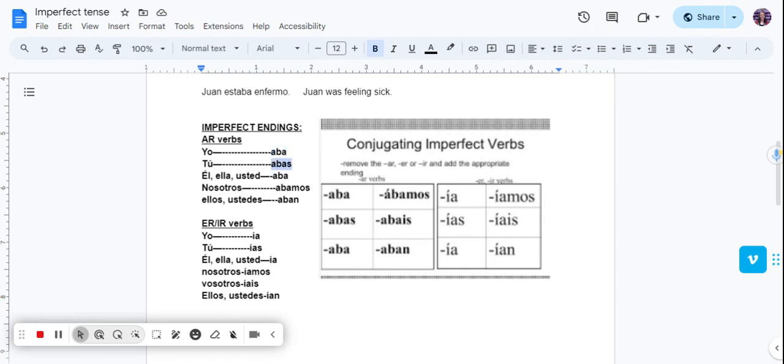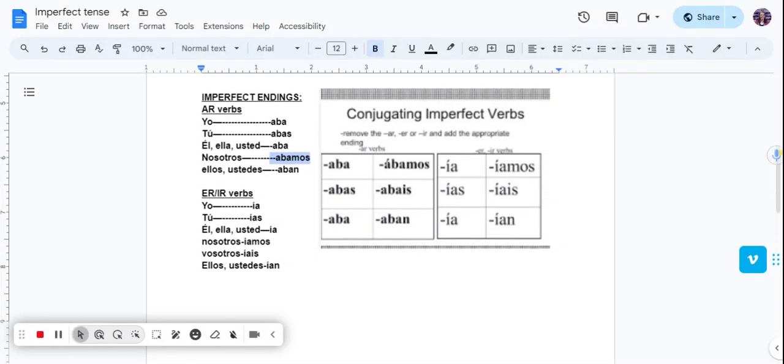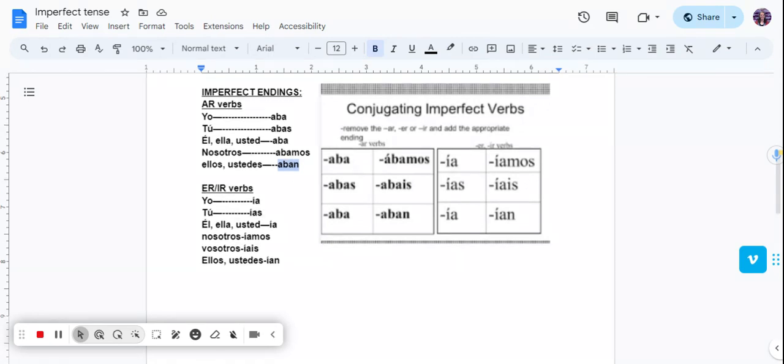But the rest of them, they're unique. So I can just say hablabas, you used to talk. Hablábamos, we used to talk. Hablaban, they used to talk. And it's kind of funny when you first start to say these, right? Hablaba. I don't know if that sounds funny to anyone, but it's so widely used, this tense, that it's not funny after a minute.